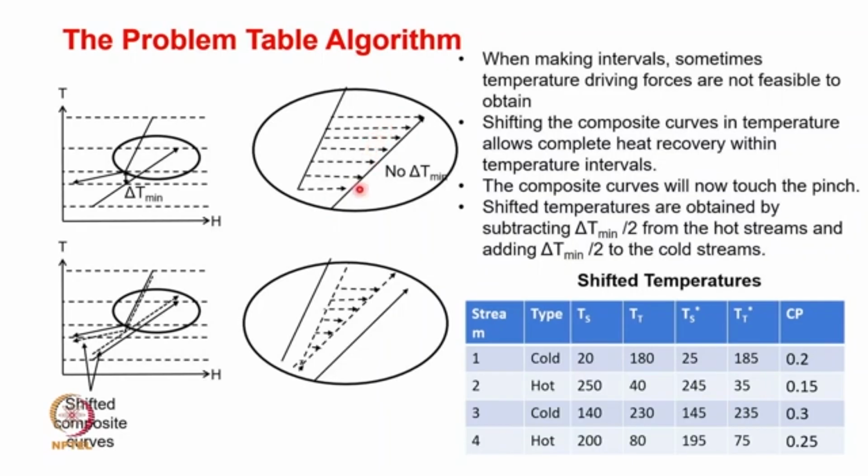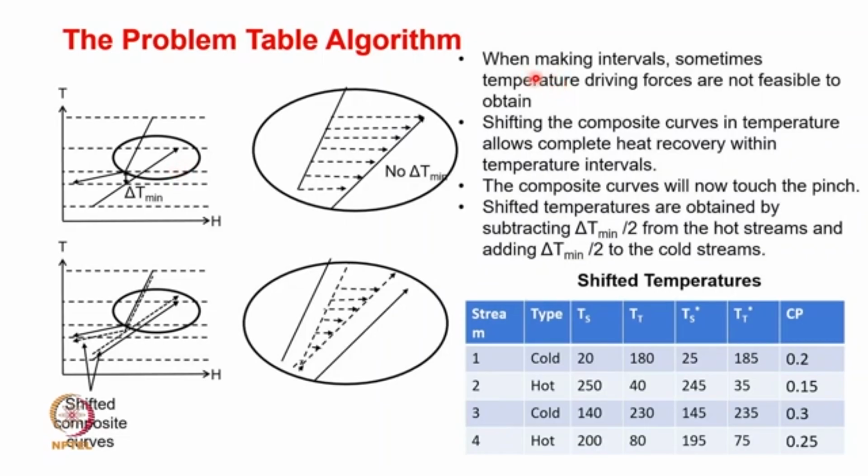So at a certain point one problem arises. What is the problem? When we try to divide the composite curves into intervals, you can see over here the delta T min is coming here. So there is no way that you can draw a line horizontally to get the effect of the delta T min. At least you should get the delta T min, which is of course the pinch point for the further analysis.